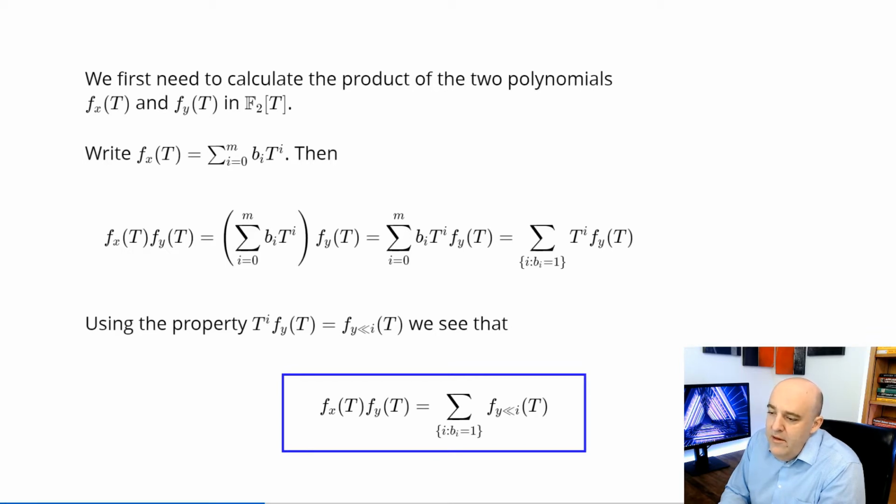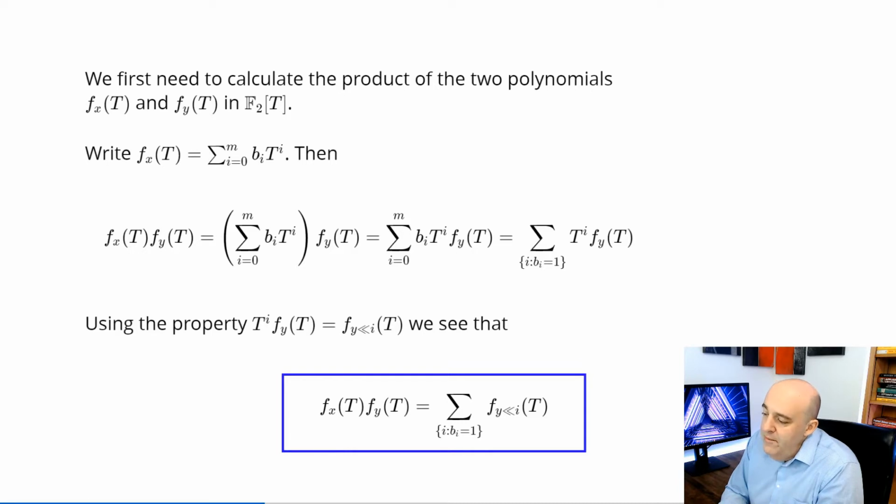To do that, let's expand fx of t into powers of t. So let's write fx of t as the sum from i equals 0 to m of bi t to the i. Then fx of t times fy of t would be what? Well, we're going to leave fy of t alone, but let's replace fx of t by that summation from 0 to m of bi t to the i. And then let's distribute the fy of t into the brackets so that we get the summation from i equals 0 to m of bi t to the i fy of t.